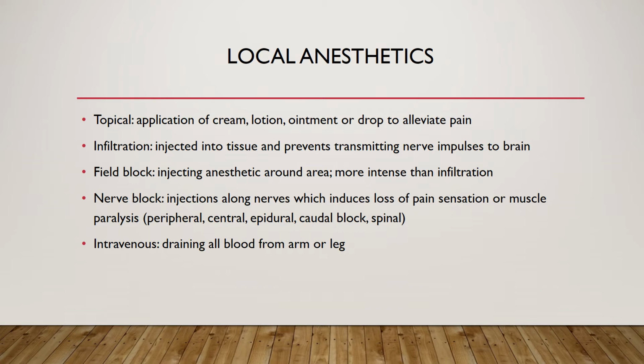Intravenous regional local anesthesia involves draining all the blood from the patient's arm or leg and securing a tourniquet to prevent the anesthetic from entering the general circulation, and then injecting the anesthetic into the vein of the arm or leg. This is used for very specific surgical procedures.